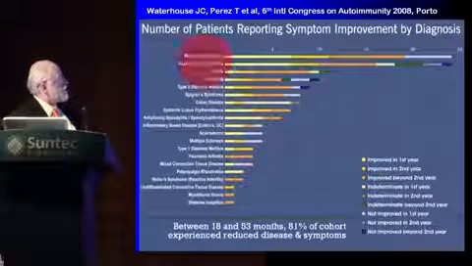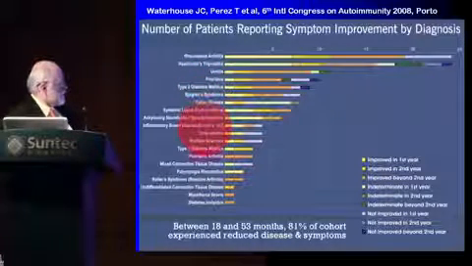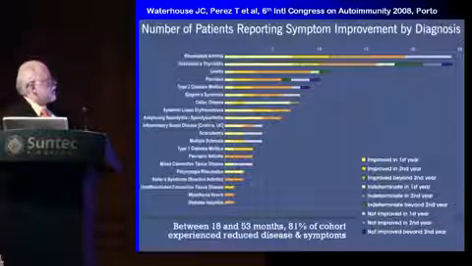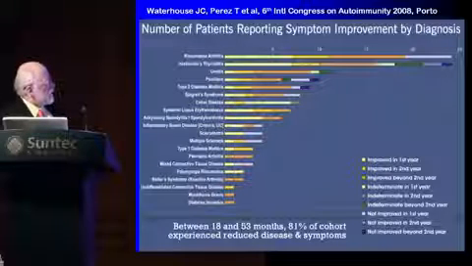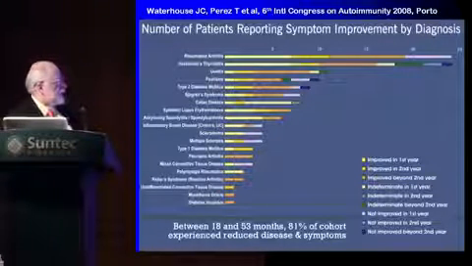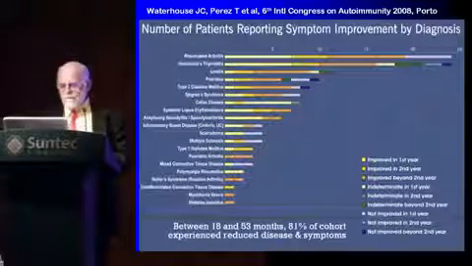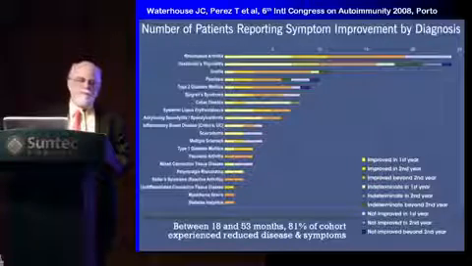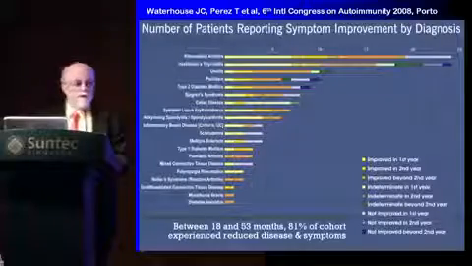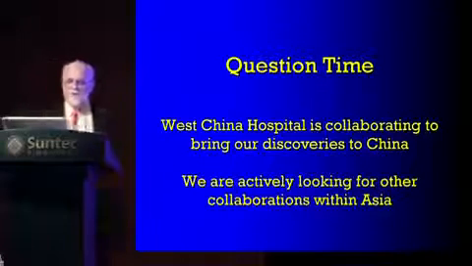We have diagnoses here starting with rheumatoid arthritis, Hashimoto's thyroiditis, uveitis, psoriasis, scleroderma, multiple sclerosis, right down to diabetes insipidus. And these are the results of our study, which was reported by my colleague Tom Perez in Porto last year. We were basically able to show that between 18 and 53 months of therapy, 81% of the cohort experienced reduced disease and symptoms. That's what happens. Suddenly, when you give them the VDR agonist, they become sensitive to antibiotics, low-dose antibiotics again, and the disease processes start to reverse. So I'm at my 10-minute mark.